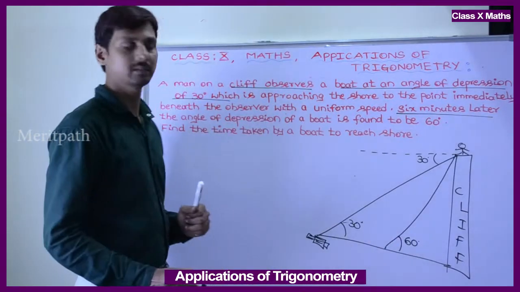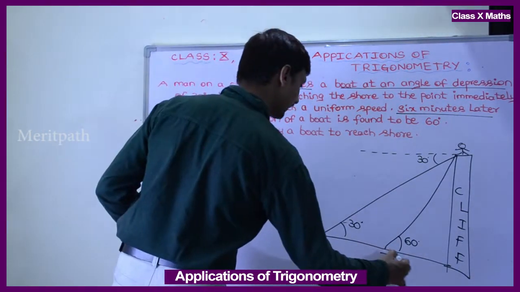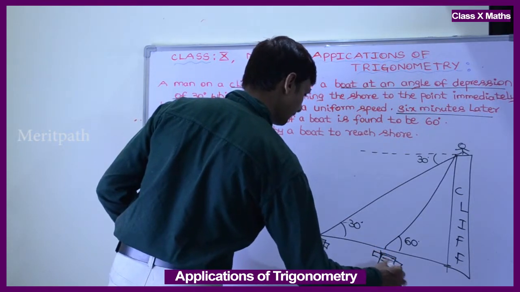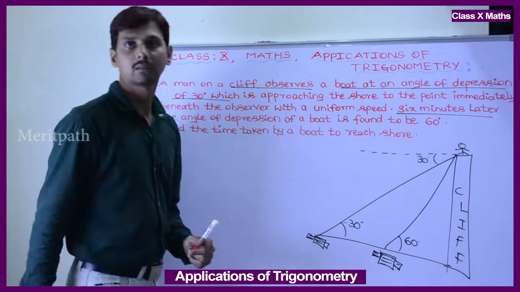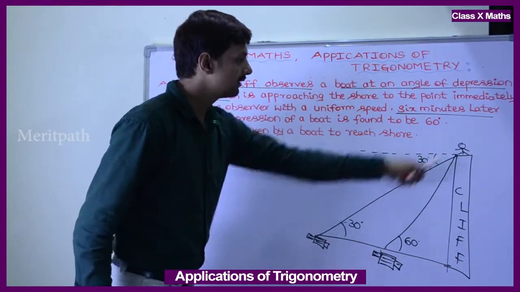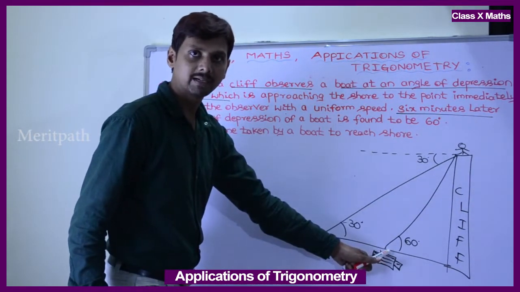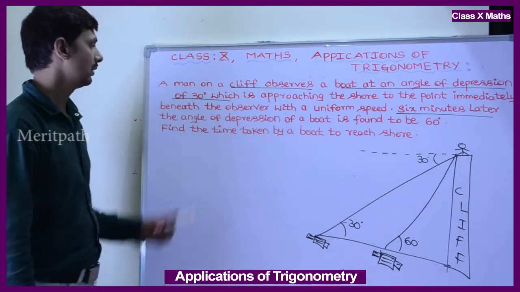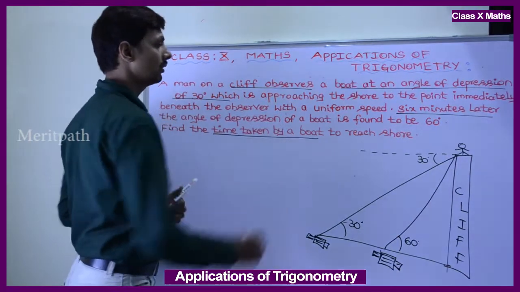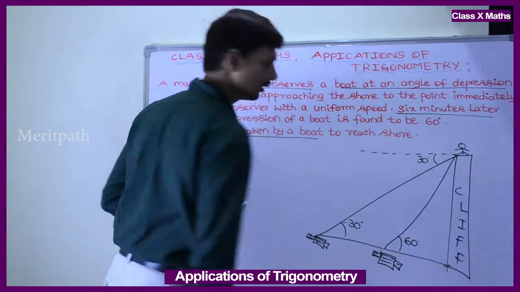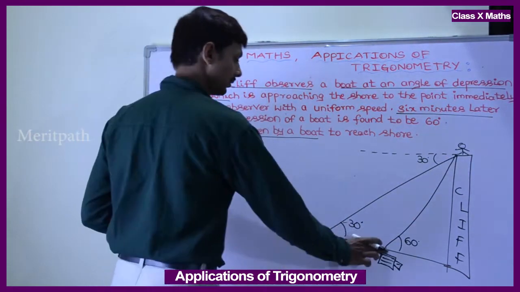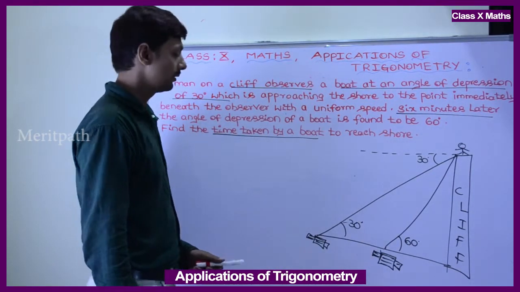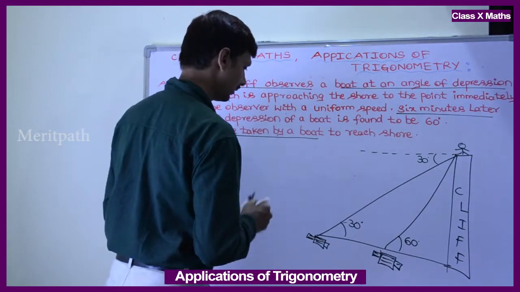After 6 minutes, the boat has traveled some distance, and when he observes the boat after 6 minutes, it is making a 60 degrees angle. We need to find the time taken by the boat to reach the shore. What is the time taken by the boat to reach the shore?